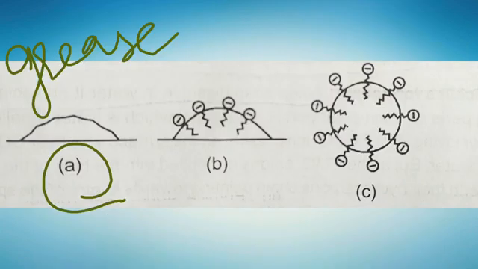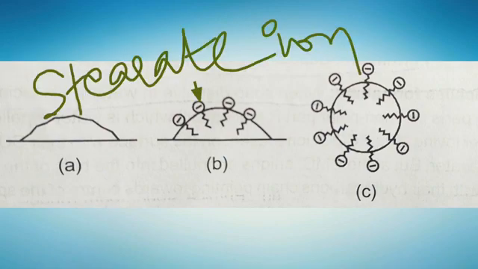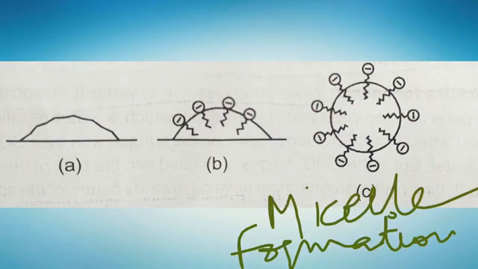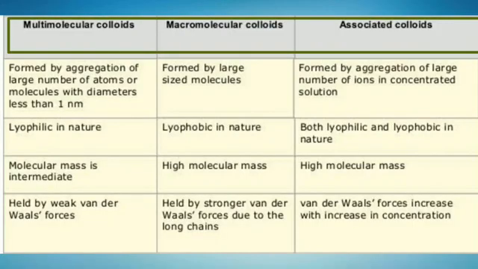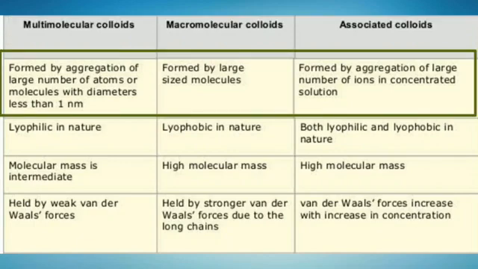In figure A, there is grease on cloth. In figure B, stearate ions are arranging around the grease droplet. And in figure C, grease droplets are surrounded by stearate ions, meaning a micelle is formed. Now let's do the comparison of multimolecular, macromolecular and associated colloids. Students, as we know, multimolecular colloids are formed by aggregation of a large number of atoms or molecules with diameters less than 1 nanometer, whereas macromolecular colloids are formed by large sized molecules and associated colloids are formed by aggregation of a large number of ions in concentrated solution.